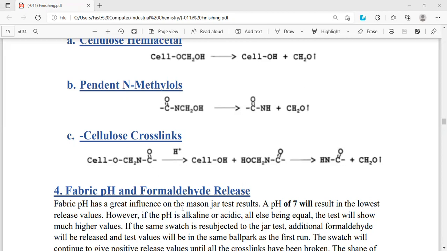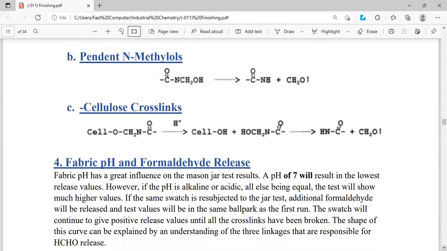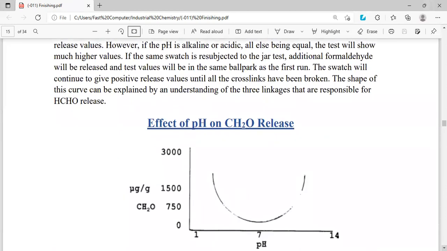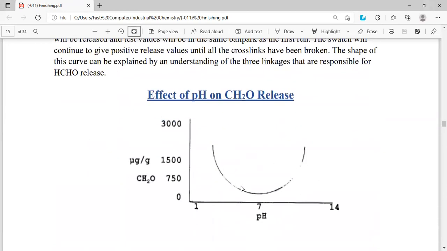Fabric pH has a great influence on the Mason jar test result. A pH of 7 will result in the lowest release values. However, if the pH is alkaline or acidic, all else being equal, the test will show much higher values. If the same swatch is resubjected to the jar test, additional formaldehyde will be released and test values will be in the same ballpark as the first run. The swatch will continue to give positive release values until all the crosslinks have been broken. The shape of this curve is explained by an understanding of the three linkages that are responsible for the formaldehyde release.